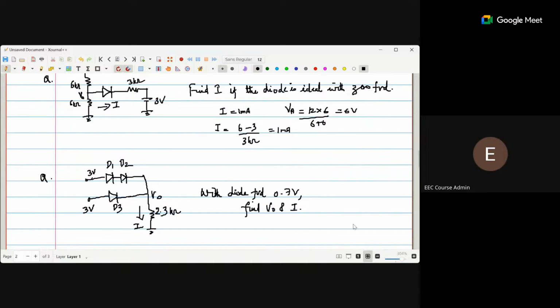What is the value? V out will be 2.3 volt, ma'am. Yeah, and I will be 1 milliampere, ma'am. Correct.